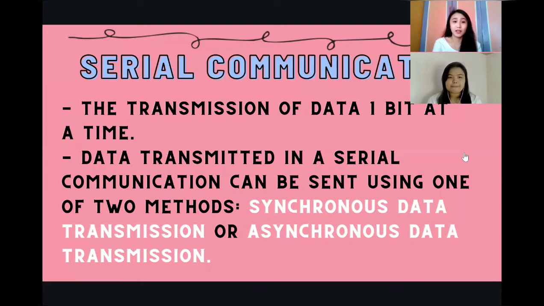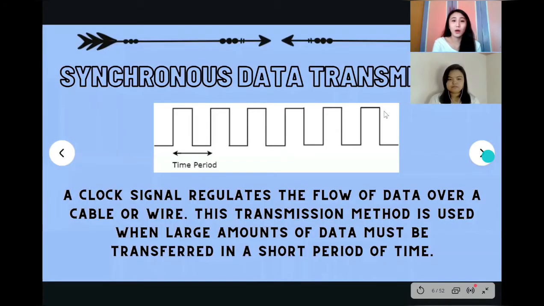The data transmitted in a serial communication can be sent using one of two methods. The first one is yung synchronous data transmission, and the second one is yung asynchronous data transmission. So kapag sinabi natin na synchronous data transmission, a clock signal regulates the flow of data over a cable or wire. This transmission method is used when large amounts of data must be transferred in a short period of time. Yung kailangan mong tandaan pag sinabing synchronous data transmission is ginagamit siya for large amounts of data.